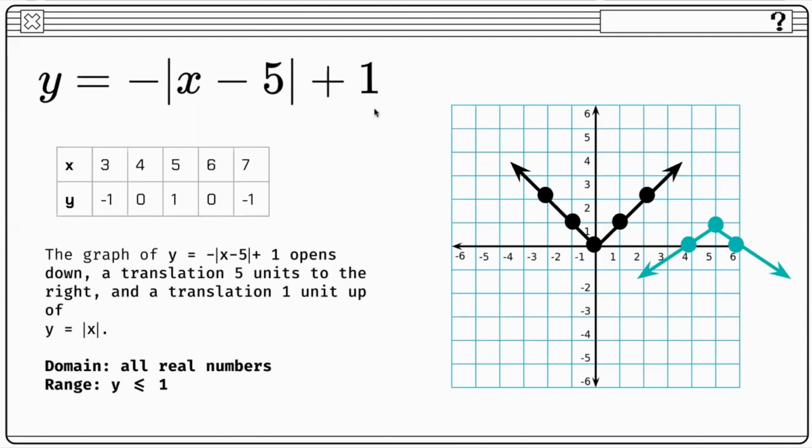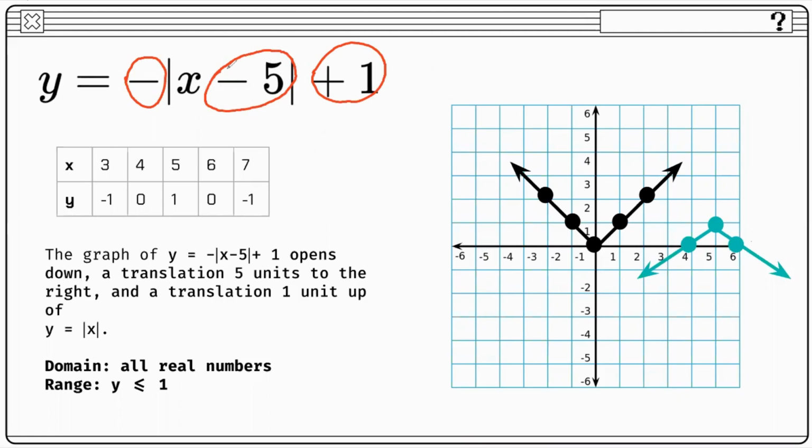So looking at our equation, we know that the graph of y equals negative absolute value of x minus 5 plus 1 is first going to open downward, and it's going to be a translation of 5 units to the right, as we see on our graph right here, and also 1 unit up. You can actually start the problem by writing the description for how it's translated just by looking at your equation.